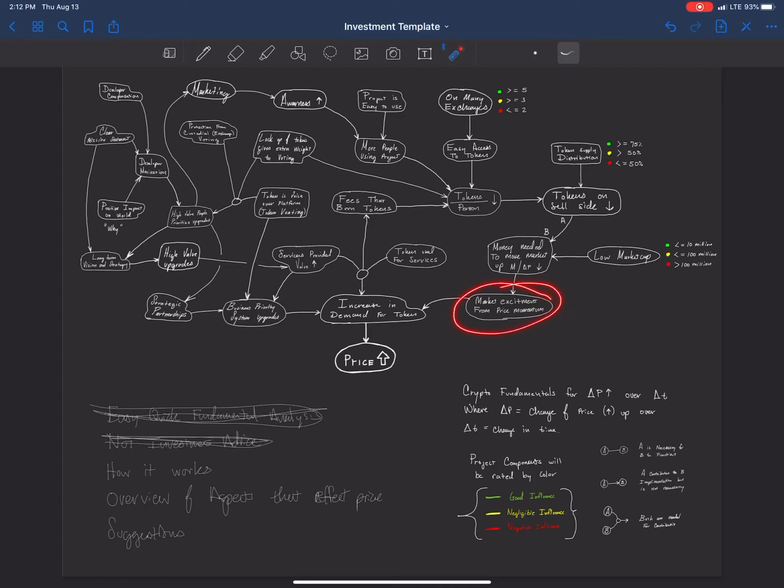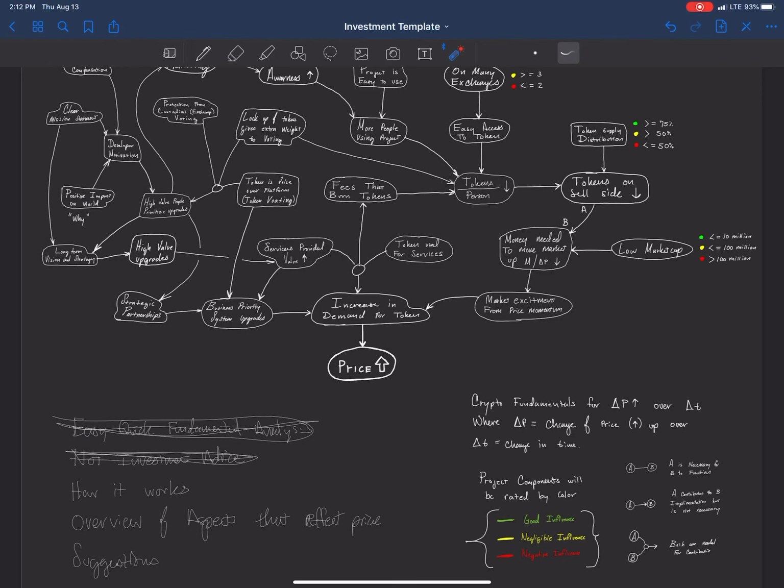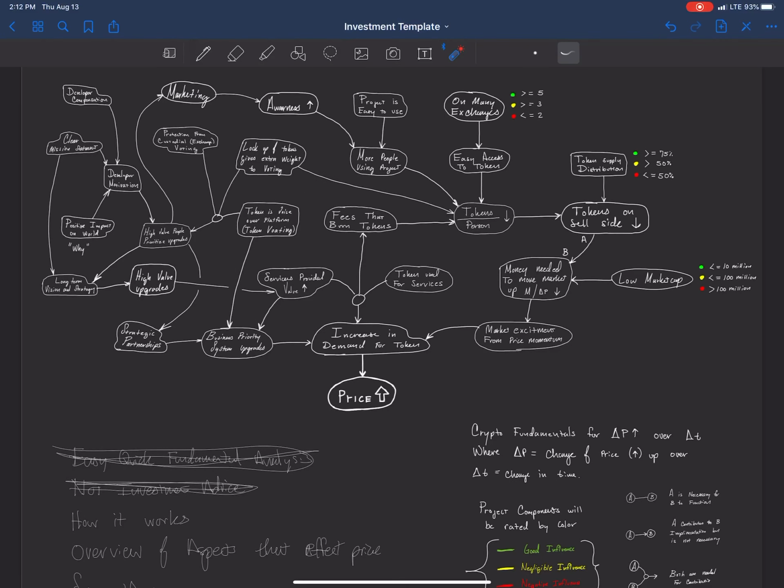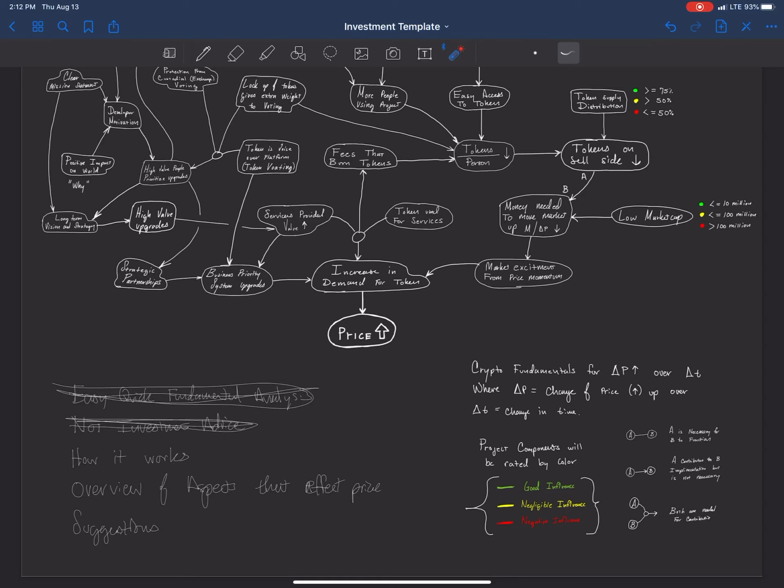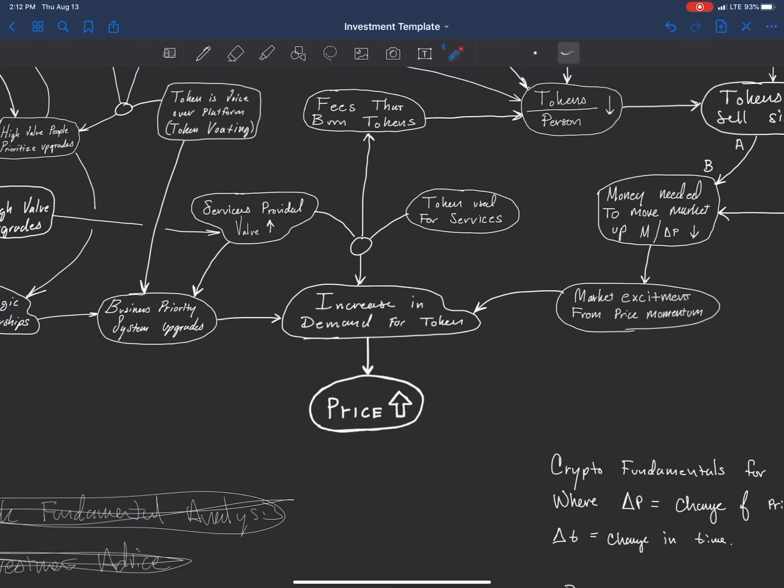These are different components that reflect on the price of a cryptocurrency project over time. So how does this work? The idea behind this is that through time, the change in price will go up from the fundamentals of the project. Okay? As you can see, an increase in demand for the token will ultimately lead to higher prices.